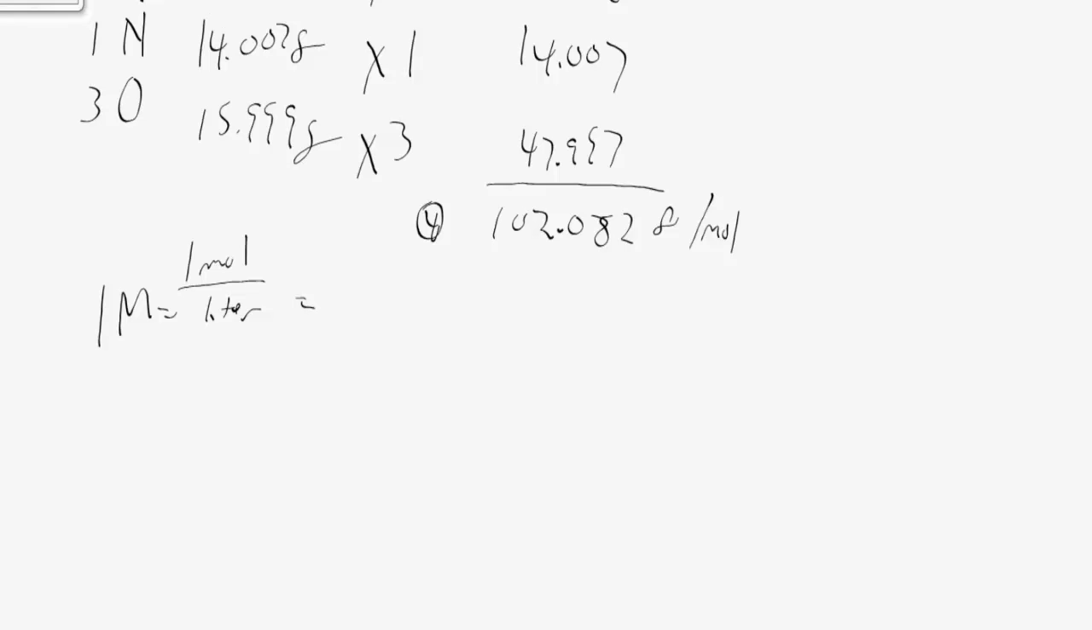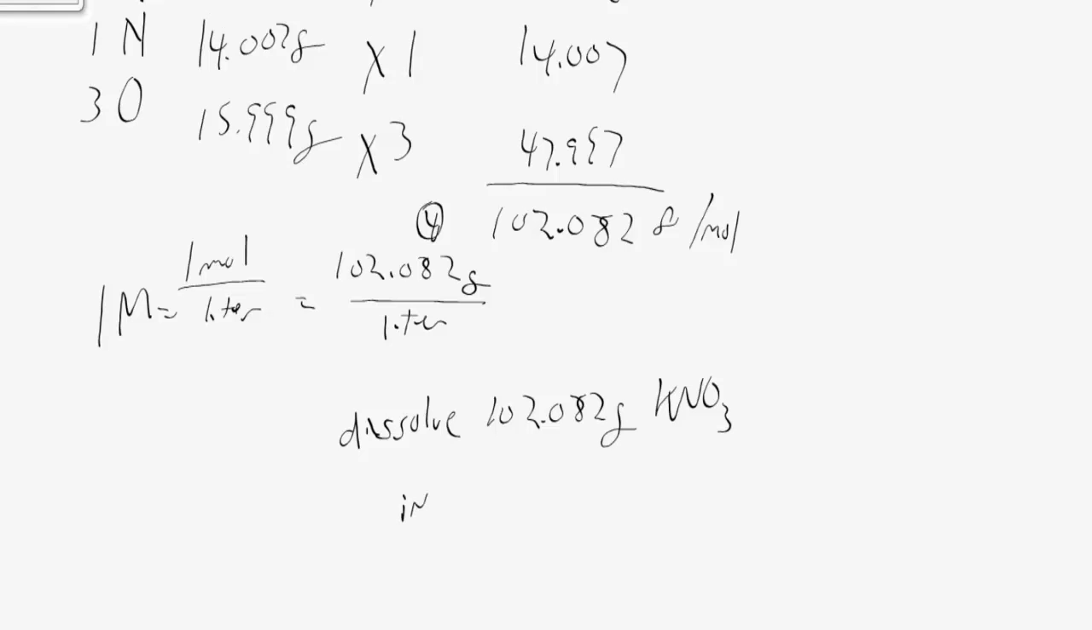So if one molar is equal to one mole per liter, then that's equal to 102.082 grams per liter. So we will dissolve 102.082 grams of potassium nitrate in water to bring to volume, we'll abbreviate that, of 1 liter. All right, so we'll dissolve it, then bring it to volume. So for that question, how we prepare 1 liter, we weigh out 102.082 grams of potassium nitrate, dissolve it in water, and bring it to volume of 1 liter.